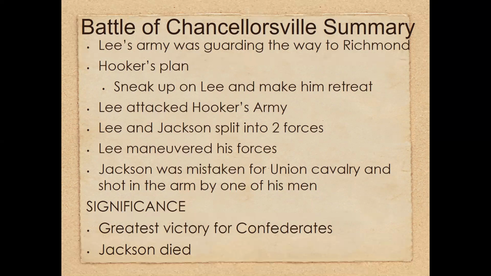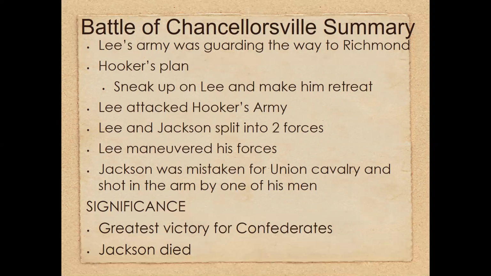So he is trying to protect the way to Richmond, and he is trying to make sure the Union side does not get near it. So General Hooker has a plan. He put together a plan to attack Lee and force him to retreat. So what was the plan? He was going to take part of his army and sneak up on Lee from one side, and the rest of the army is actually going to be keeping him busy at the front. Okay, so he's going to try to do some sneaky action.